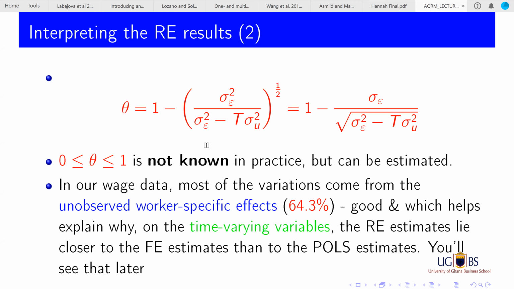In the wage data, most of the variations come from this unobserved factor, the unobserved worker-specific effect. This is good because it helps explain why, on the time-varying variables, even though they were insignificant as you saw, the random effect lies closer to the fixed effect than the pooled OLS. In other words, if you get quite some unobserved worker-specific effect or individual heterogeneity, it means they would have caused a lot of problems in the pooled OLS.